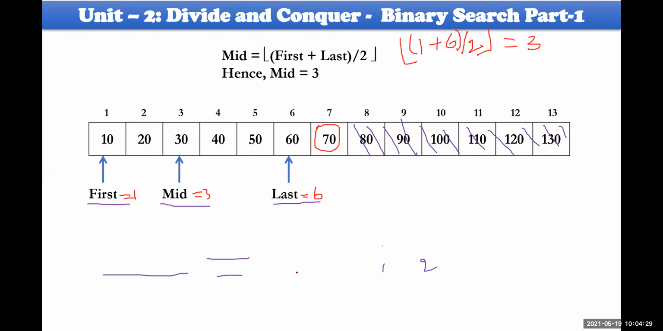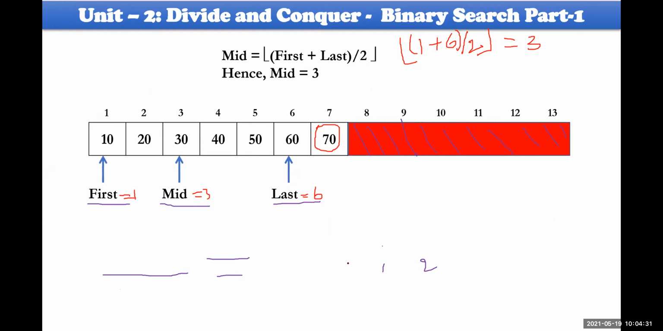Up to that extent the problem will be reduced, and the left-hand side problem will be taken into consideration. 70 is already checked in the first search operation by A of mid. A of mid is not equal to our required element, so we'll take the left-hand side sublist. Now I'd like to take these two. Is A of mid equal to our required element? Now it is false, because 30 is not equal to 20.